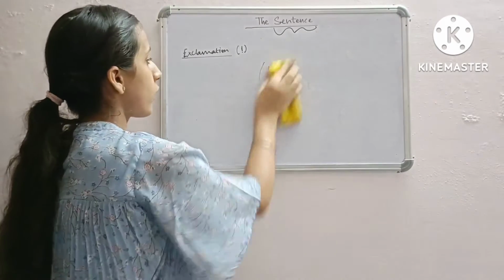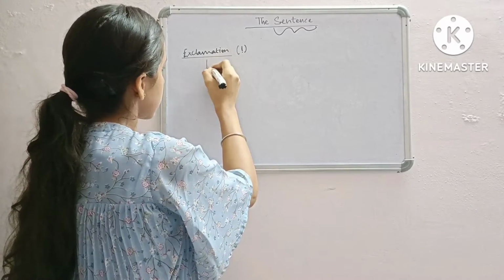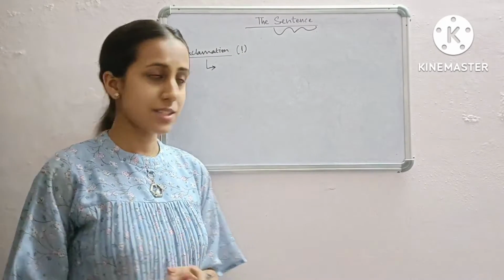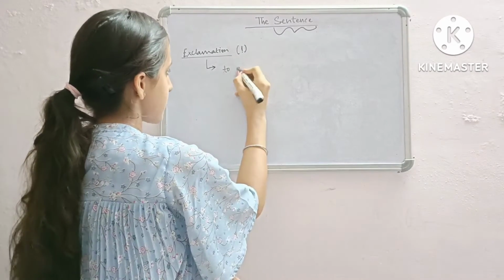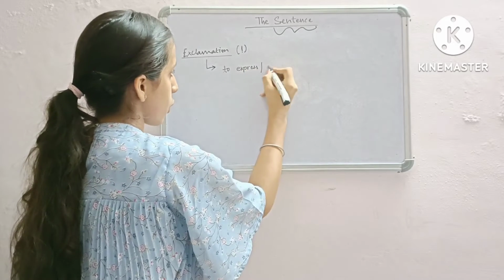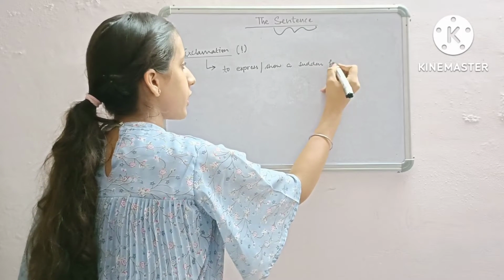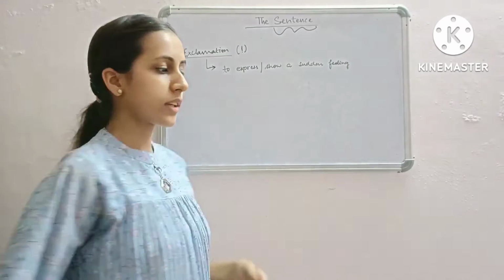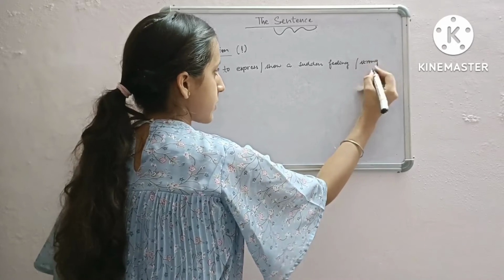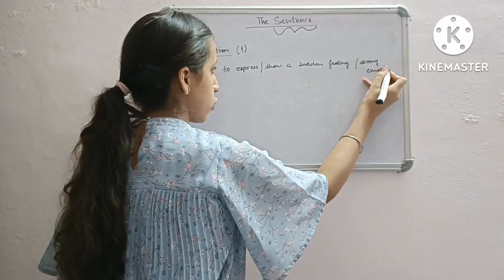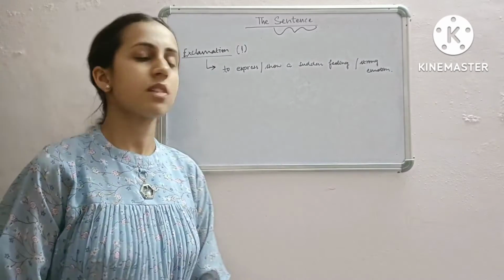And you need to remember where are these types of sentences used. This is the mark that is used at the end of the sentence to express or show a sudden feeling, or it can be a sudden feeling or a strong emotion. That's where the exclamation mark or the exclamation sentences are used.